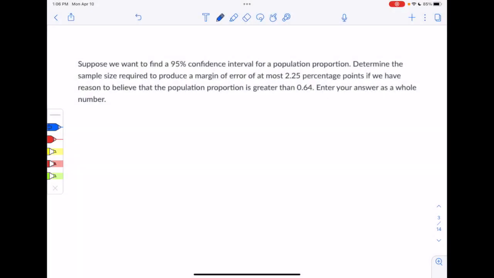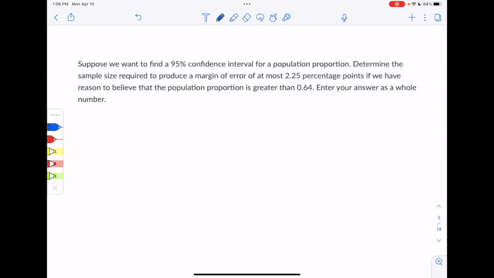This one comes from section 8.2. Suppose we want to find a 95% confidence interval for a population proportion. Determine the sample size required to produce a margin of error of at most 2.25 percentage points if we have reason to believe that the population proportion is greater than 0.64. Enter your answer as a whole number.